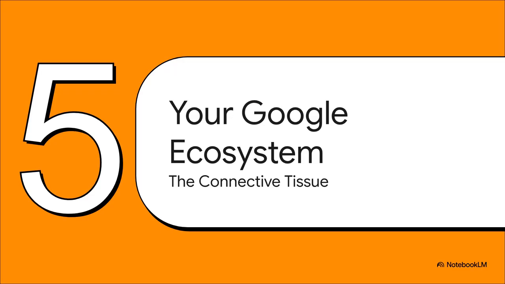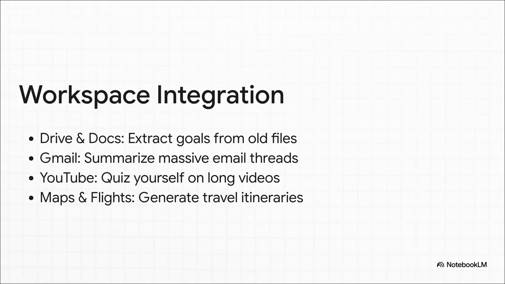Section 5. Your Google ecosystem, the connective tissue. A smart AI is cool and all, but the true payoff is when it acts as the connective tissue across the Google workspace you are already living in every day. Through Gemini extensions, this thing becomes a genuine digital assistant.